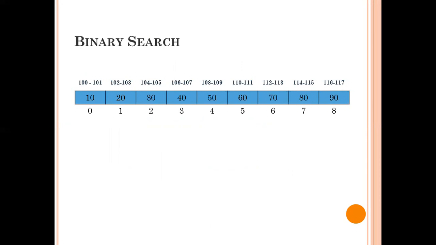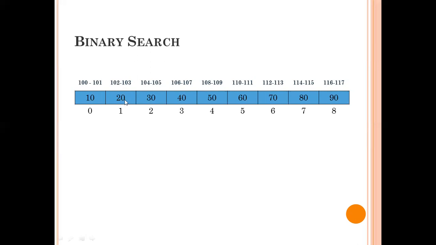Now, the process of binary search is, as the name says, binary. We are going to divide the array by 2. That is why we call it binary search. Each time we'll be searching only in half a portion of the array.